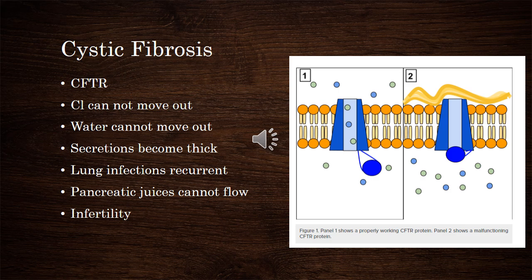So the common symptoms seen in cystic fibrosis are salty tasting skin, persistent coughing, shortness of breath, wheezing, poor weight gain in spite of excessive appetite, greasy and bulky stools, and nasal polyps, which are small fleshy growths found in the nose in some cases.